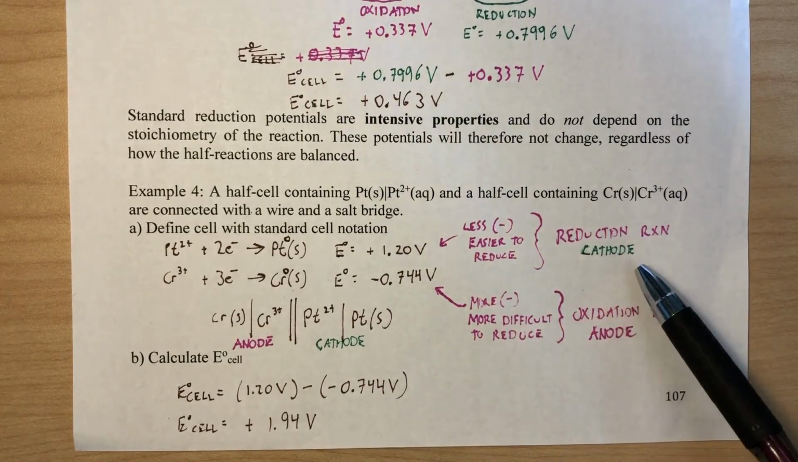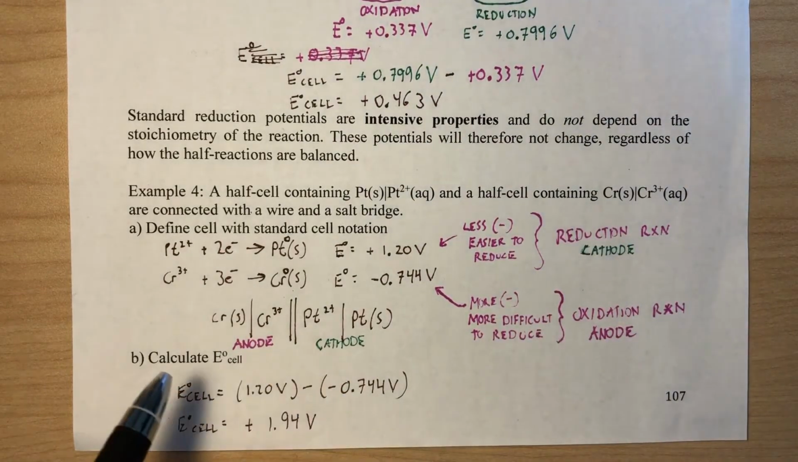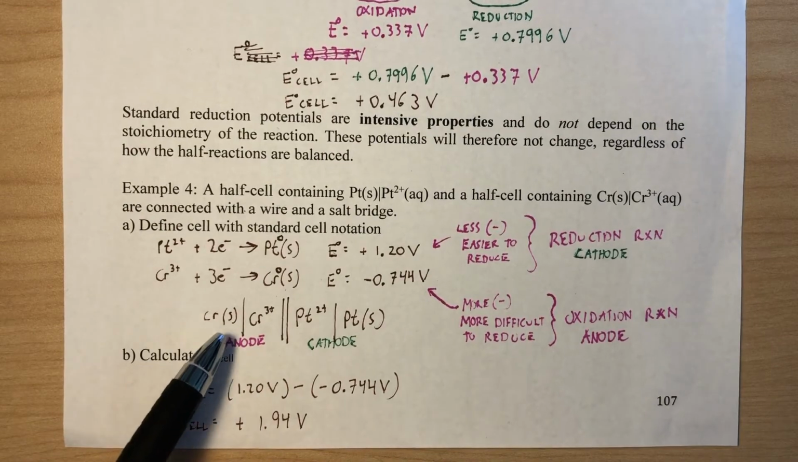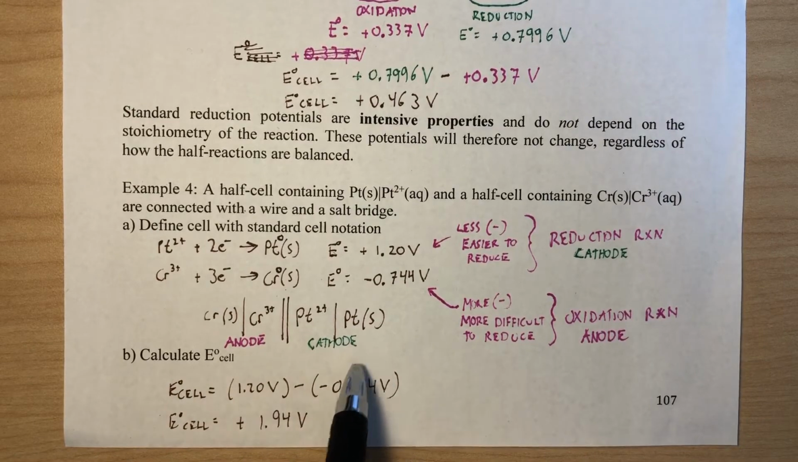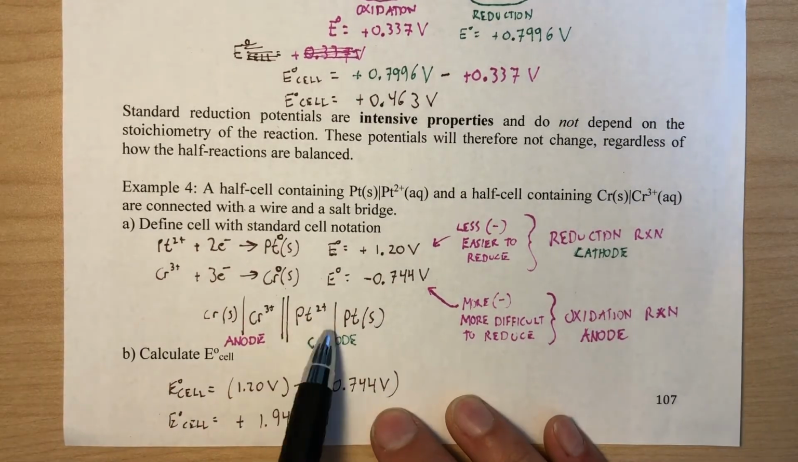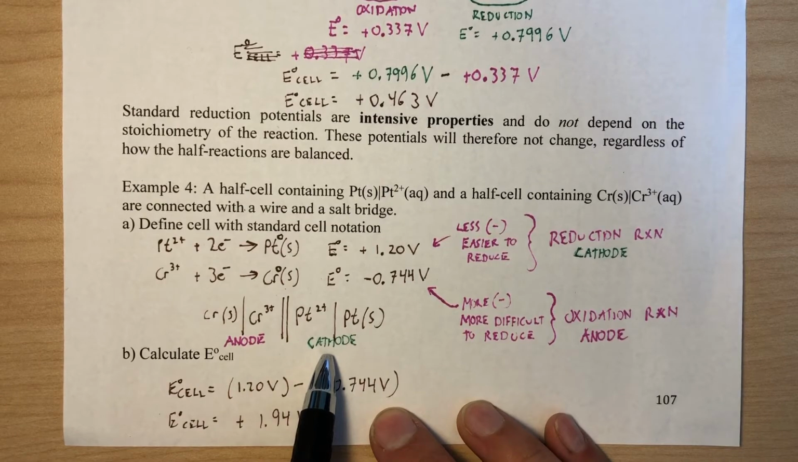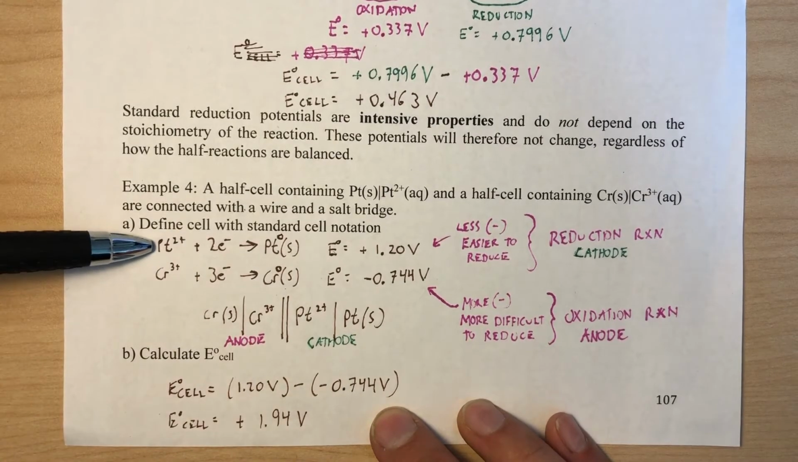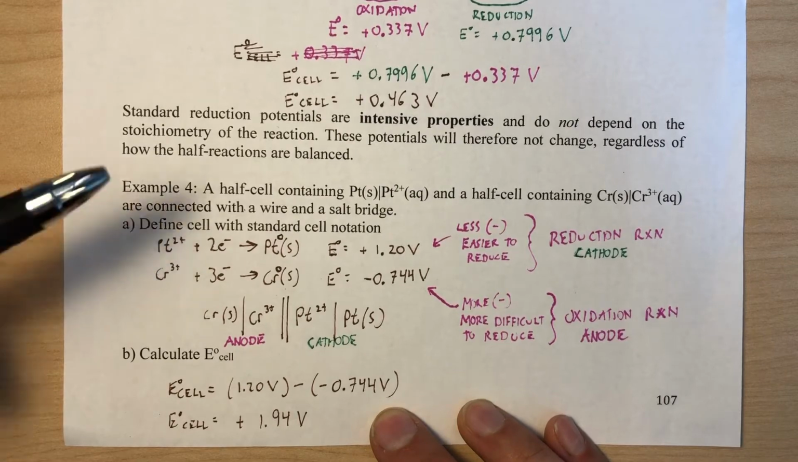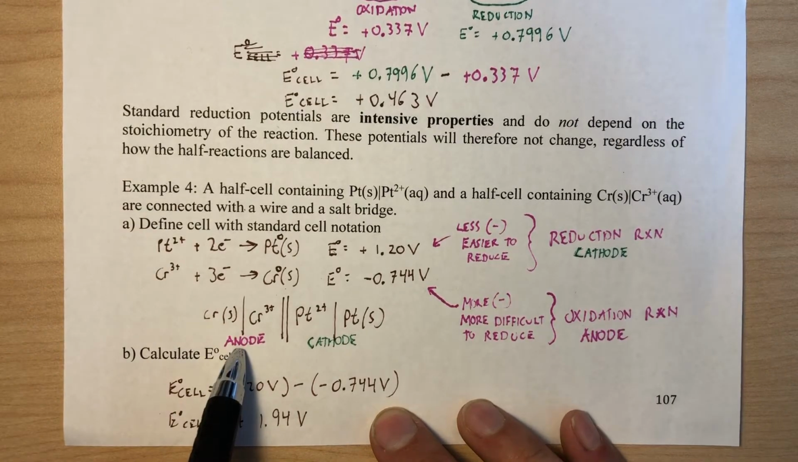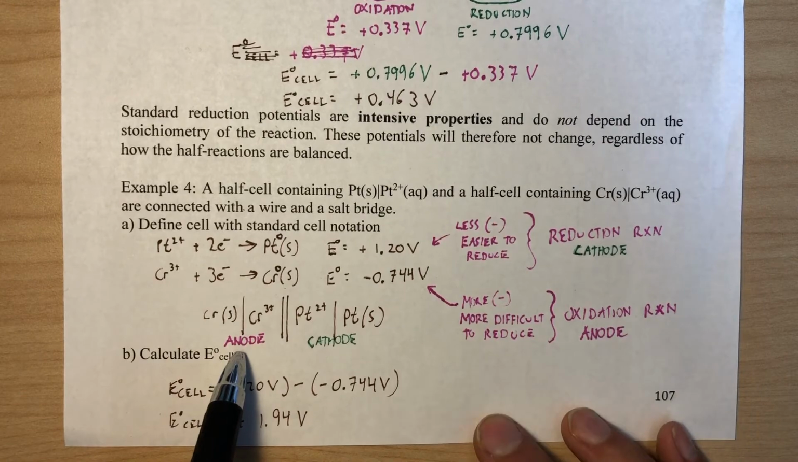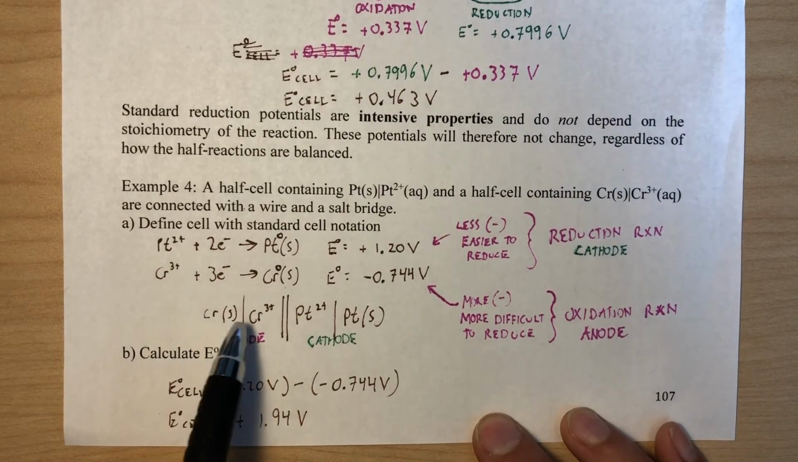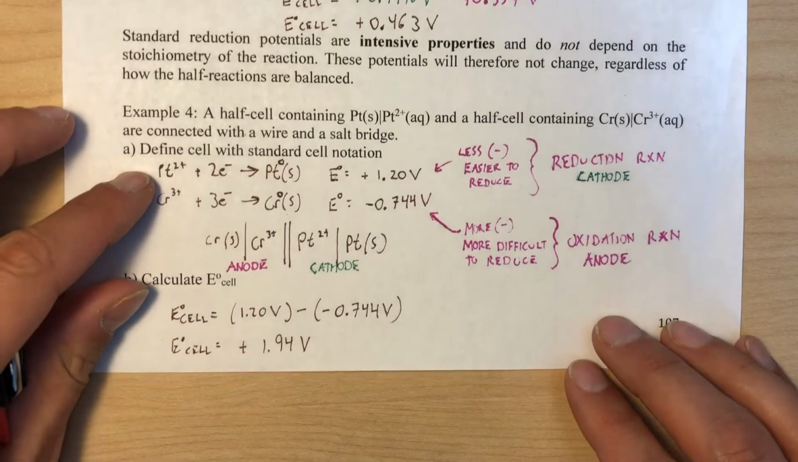Once we've decided this, we can just write our standard cell notation and write the chromium reaction going from chromium 0 to chromium 3+ as our anode, and platinum 2+ to platinum 0 solid as our cathode. So the platinum reaction doesn't change. We've determined that the platinum reaction is our reduction reaction. It's taking place at the cathode, so it looks just like our reduction potential. However, the reaction taking place at the anode, the reaction that's more difficult to reduce, therefore an oxidation, we flip in order to put it in our standard cell notation, because what's happening when these things react is chromium is being oxidized.